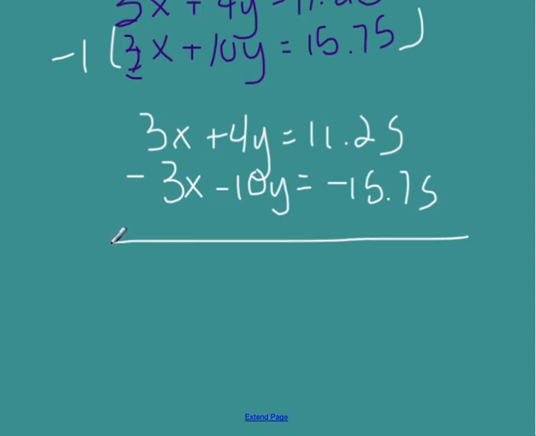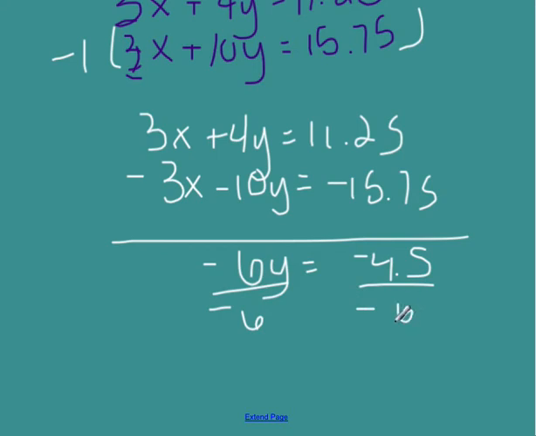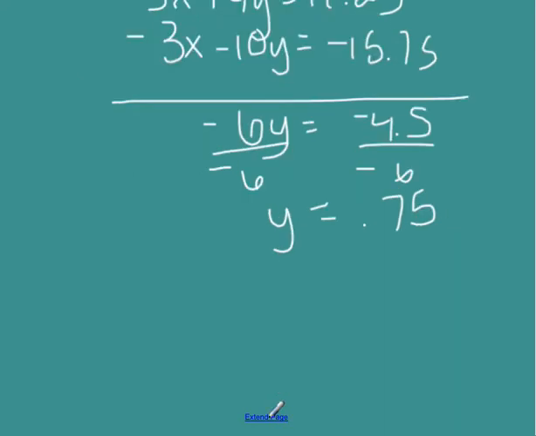Those cancel for X. 4y minus 10y is -6y. And then 11.25 minus 15.75 gives us -4.5. So we're going to divide both sides by -6. And that gives us, so 4.5 divided by 6 gives us 75 cents. So we know that old comic books are going to be 75 cents.